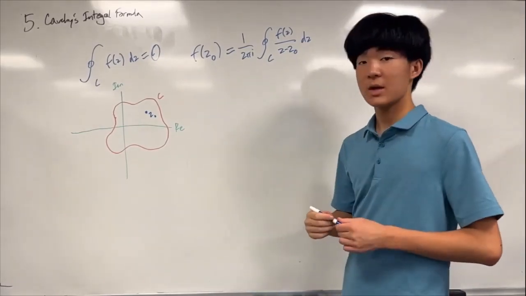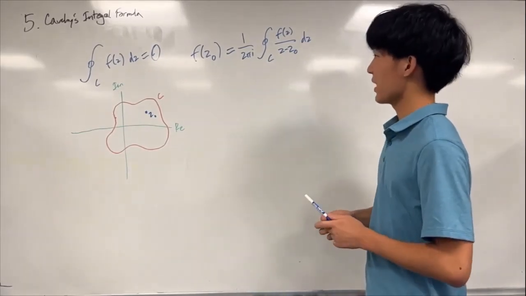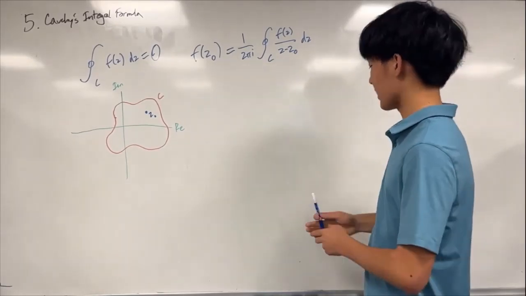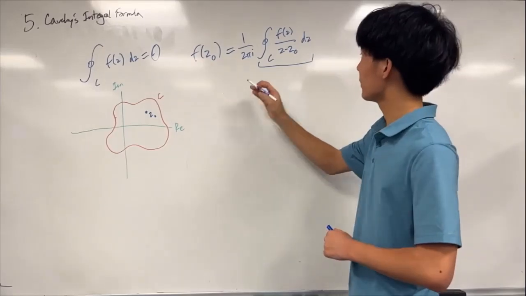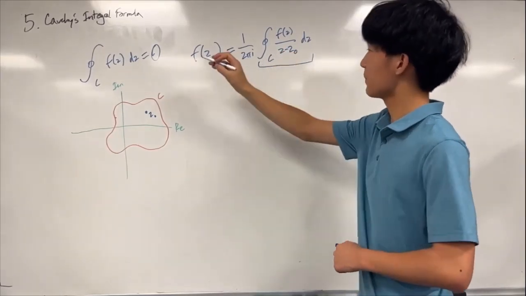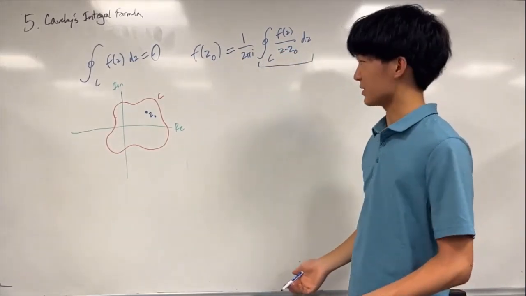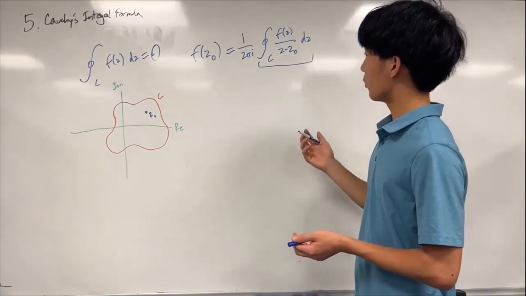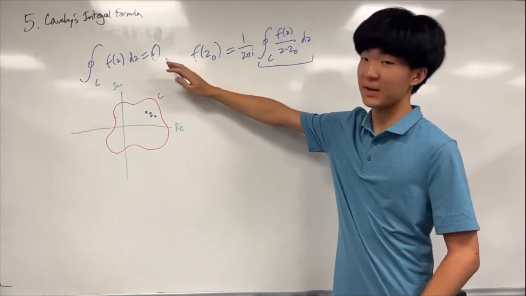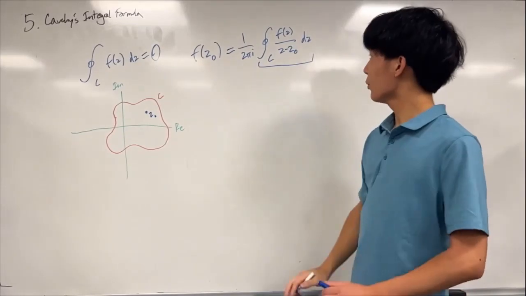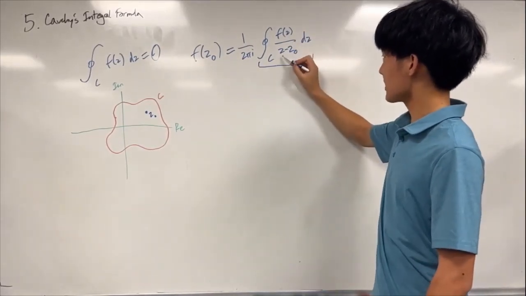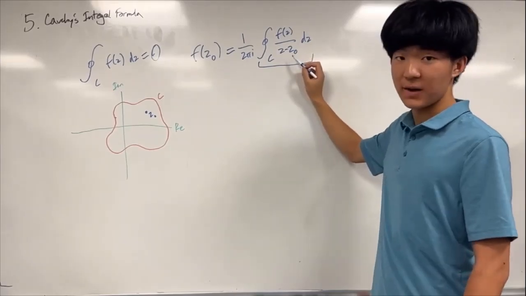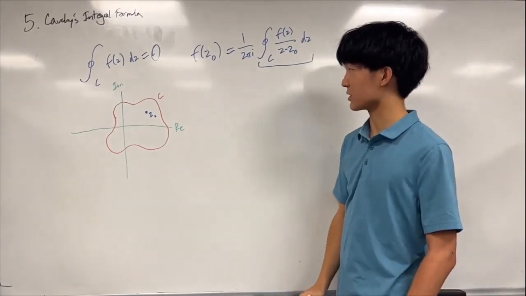So, the first thing you're probably asking is, why doesn't this just evaluate to 0? F of z is holomorphic, and you have the integral over C with respect to z. So why doesn't this just evaluate to 0 like Cauchy's integral theorem? Well, because this isn't exactly f of z. It contains this little z minus z sub 0 at the bottom, and that's what makes all the difference.